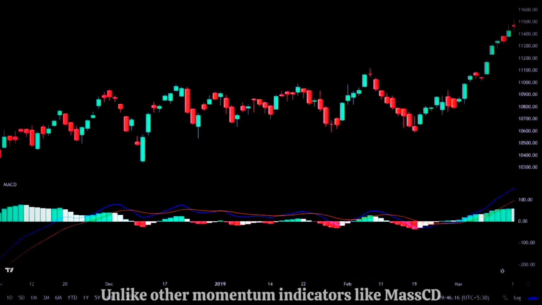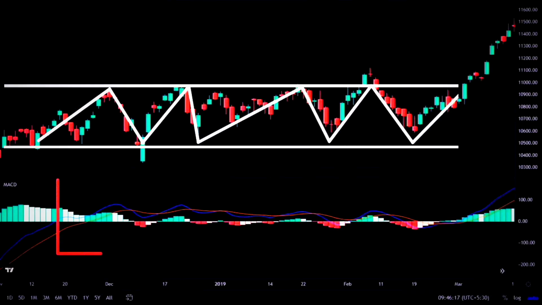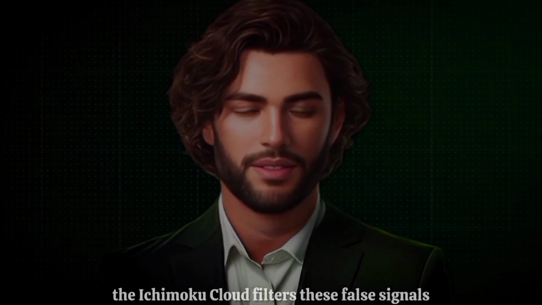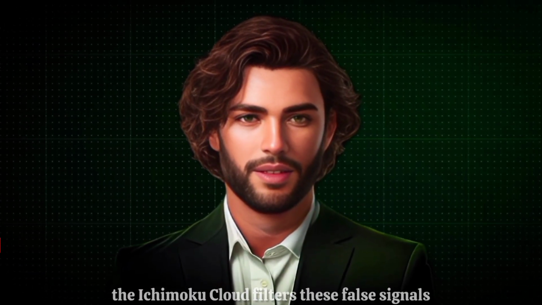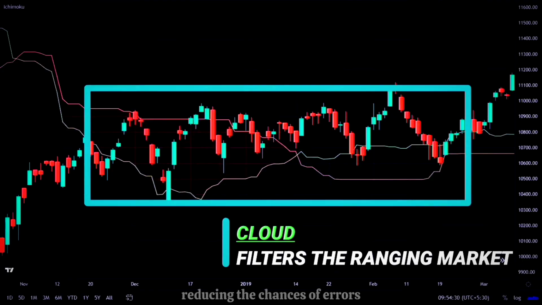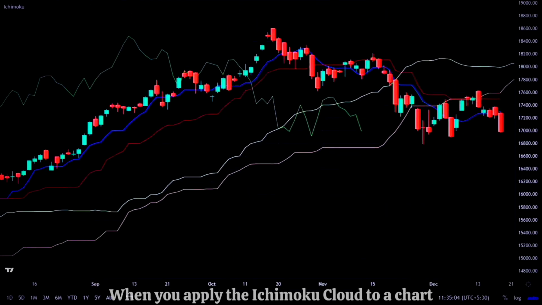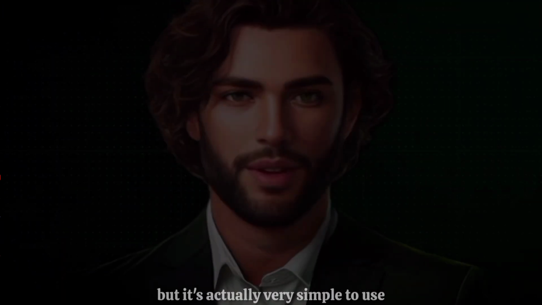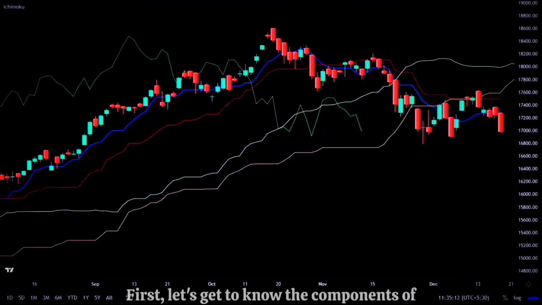Unlike other momentum indicators like MACD, which can give false signals in a ranging market, the Ichimoku Cloud filters these false signals using the cloud, reducing the chances of errors. When you apply the Ichimoku Cloud to a chart, it might look complex at first glance, but it's actually very simple to use. First, let's get to know the components of this indicator line by line.